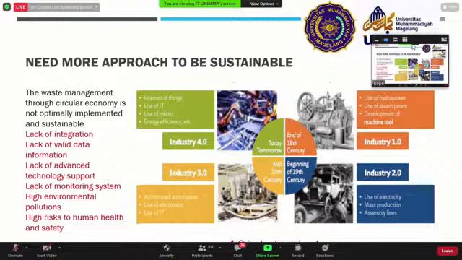So majority of them conducted by family, and then lack of monitoring system, and then high environmental pollution because they have no advanced technology applied, and high risk to human health and safety because they don't occupied by a good uniform.